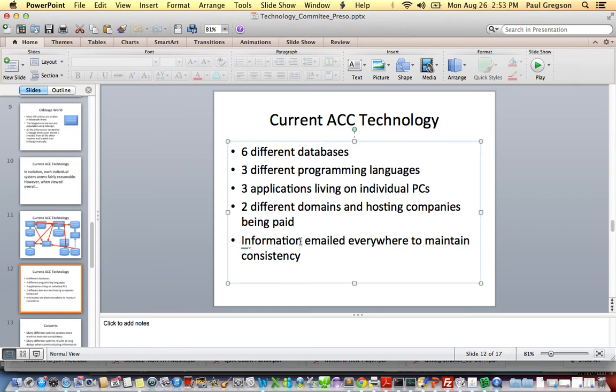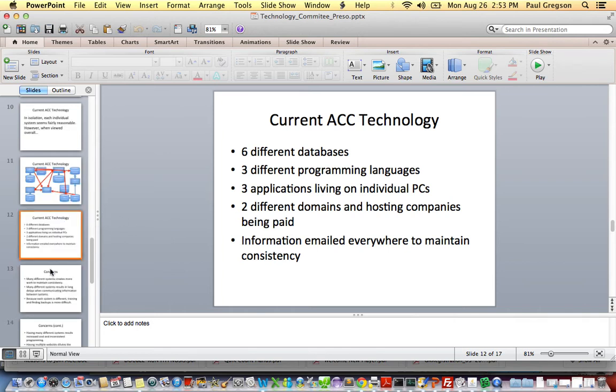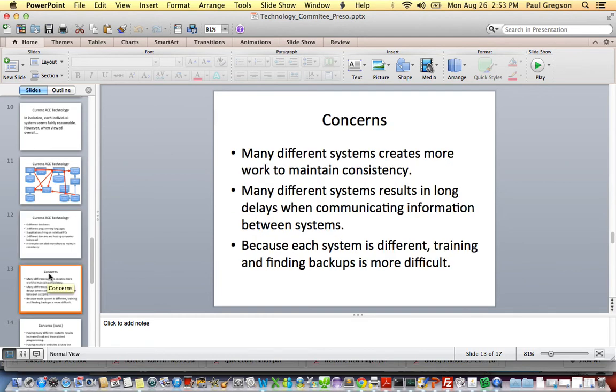And we've got information being emailed everywhere to maintain consistency between the applications. And so, seeing that holistically, there are a handful of different concerns that come up with our current technology. Having many different systems creates a lot of work to maintain the consistency of the systems, and combined with that, often results in long delays when communicating information between the systems.